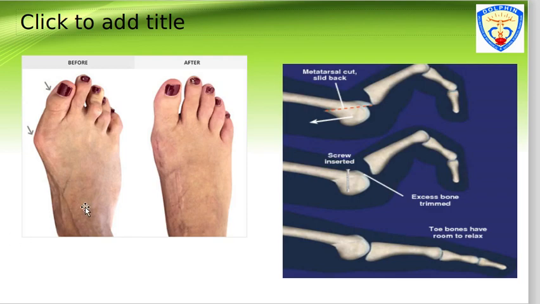Like you can see in this picture, there is flexion of these joints, the distal phalangeal joints. So after correction we have made a metacarpal cut and slid it back, and then a screw is inserted, and the extra part of the bone which was causing the deformity is trimmed off, and the toe bone has room to relax. Now you can see that this deformity is corrected after removing the extra bone.